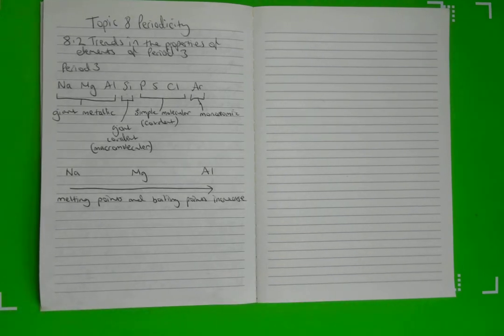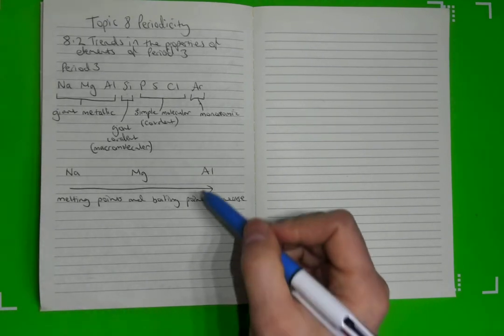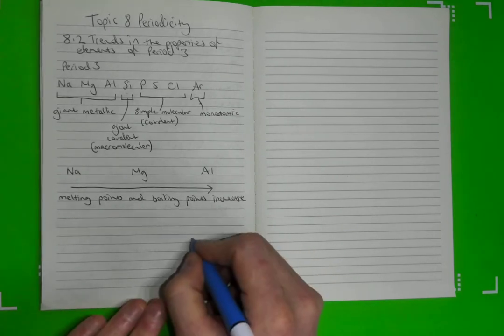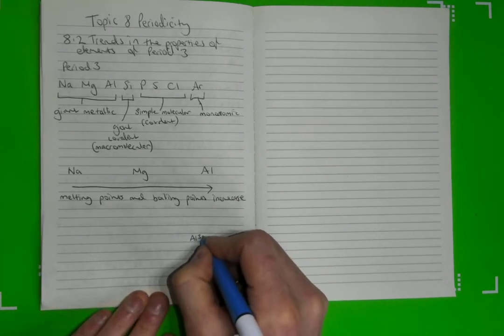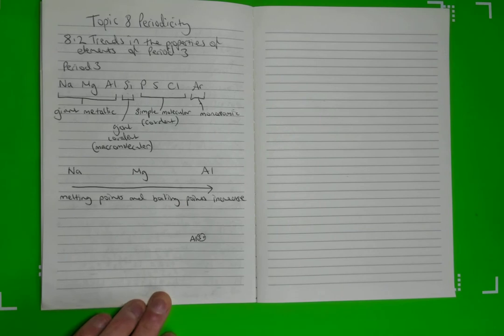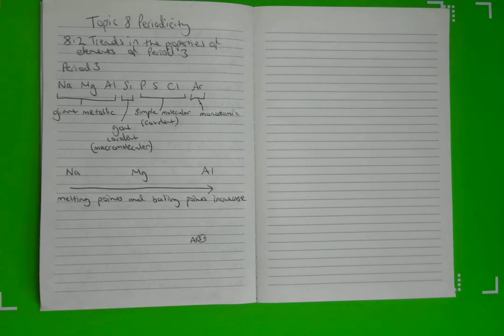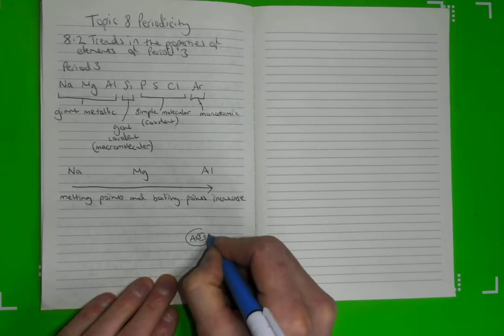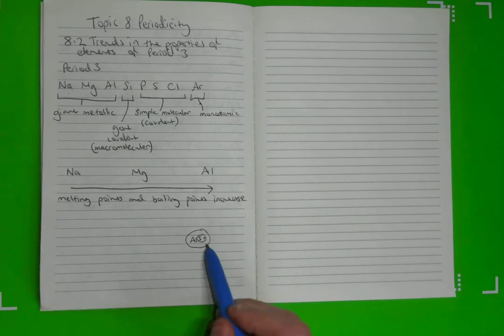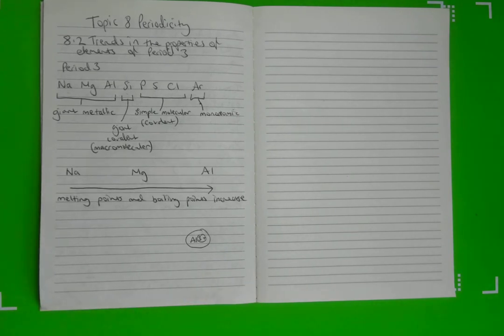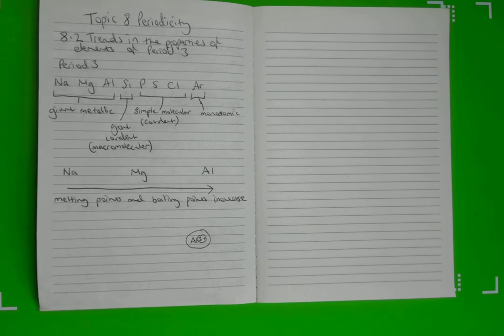Okay, to understand that, we're going to look at the structure. Let's start off with aluminium. So what we've got here is an Al3+ ion. It has to be 3+ because it's in group 3 of the periodic table. You'd have to lose those 3 electrons to give it a full outer shell.